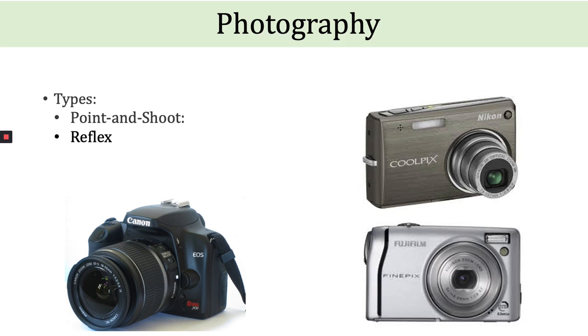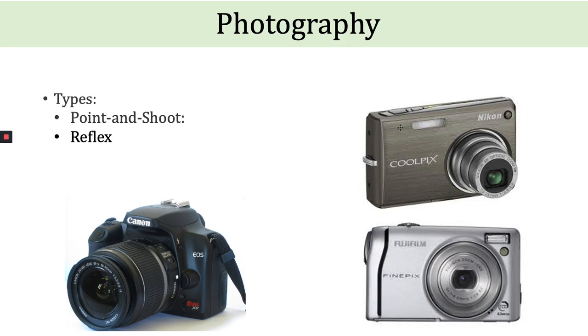Different types of cameras. You have the point-and-shoot camera, which is going to be the camera that's on your phone, or that you'll generally see in a store, where mainly what you have with a point-and-shoot camera is everything's pretty much automated.